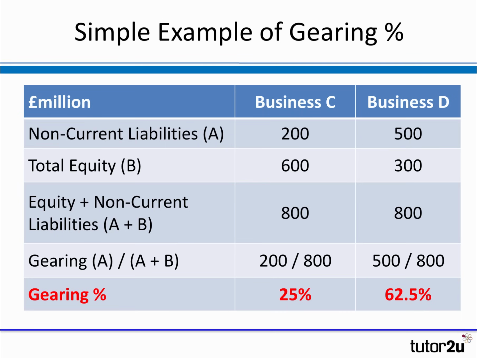a gearing percentage of 25%. Compare that with business D, which also has total capital of £800,000, but you'll see that the non-current liabilities, or the debt element, is much higher at £500,000. So we divide 500 by £800,000, and you could round that to 60%, but actually it's 62.5% as a calculation.